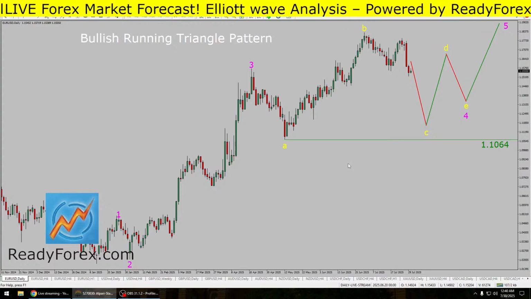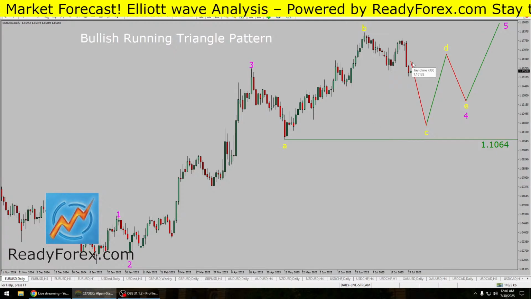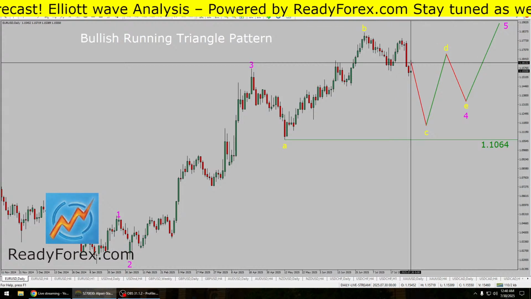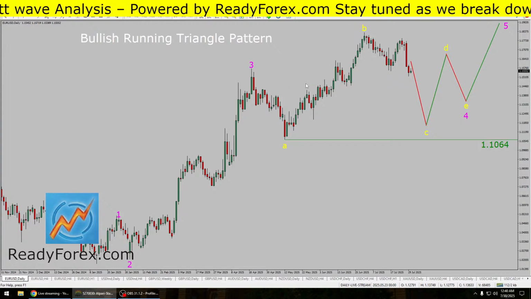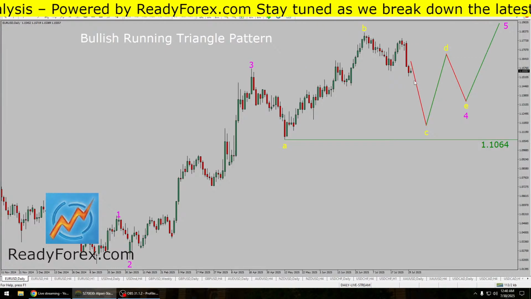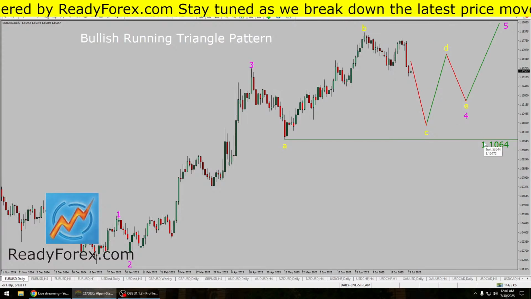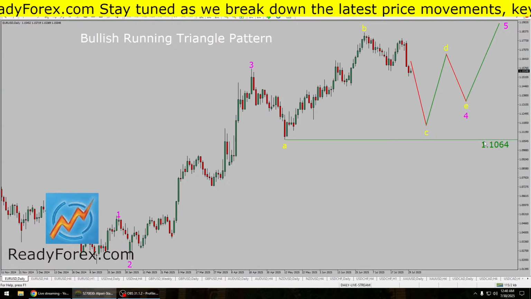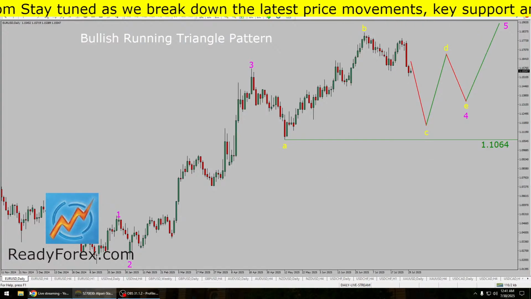Euro dollar currency pair, daily time frame. It seems to me we got this nice bullish pattern over here, a bullish running triangle pattern. The name is written as well. This is what I'm expecting the euro dollar to print, and support down over here at the 1.1064 area. So as long as price action stays above the 1.1064 area, it is an uptrend.